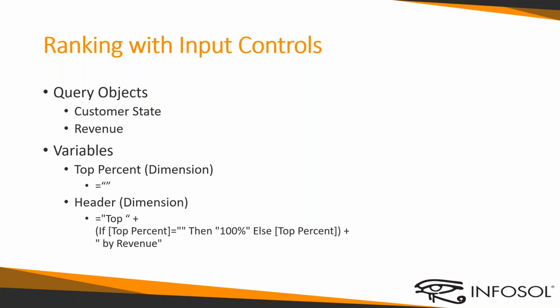So that variable is going to be fed by what is selected in those input controls. And then finally, our second variable is going to be our header, which I like to display dynamically as well. So basically, the header is going to change based on what you choose in that input control. So you might see the 100%, the 75%, and so on and so forth.